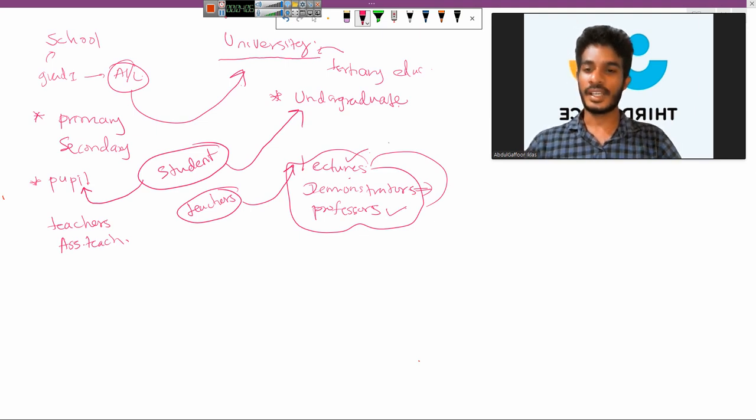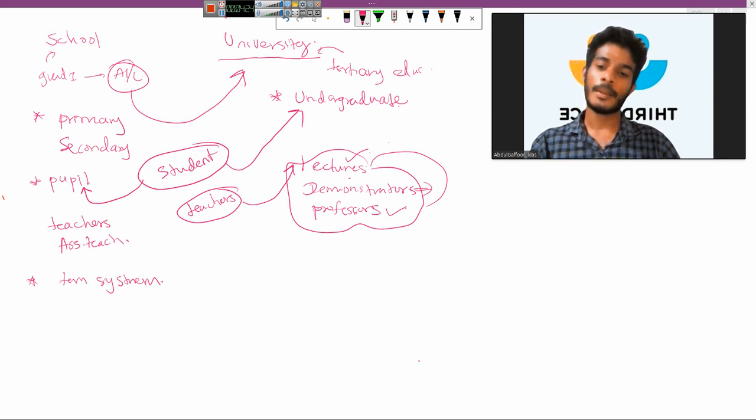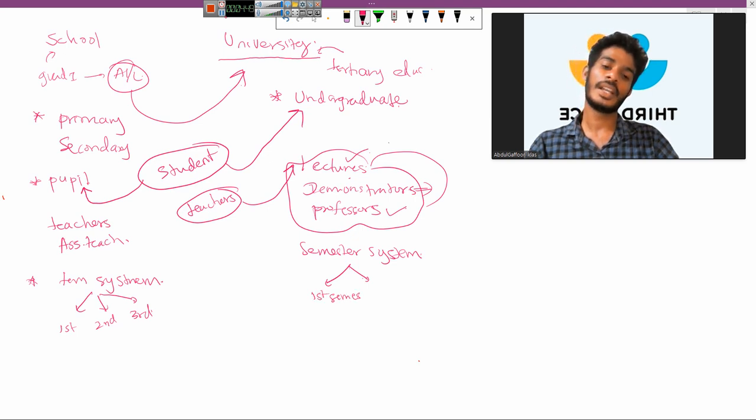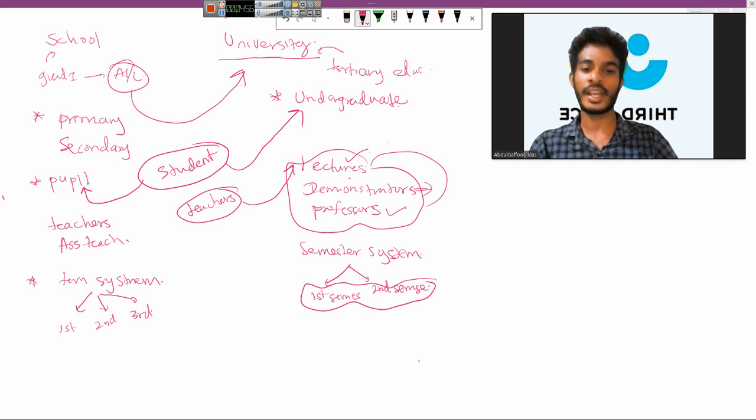Now the next thing is, in school we will have a term system, right? We will have first term examination, second term examination, and third term examination in 1 year, right? So we call it the term system. But in university we will have the semester system. Okay, right? So what is the semester system? Like we have 3 terms in 1 academic year in schools: first term, second term, and third term. In university we will have 2 semesters, right? First semester and second semester. So 1 academic year is divided into first semester and second semester, right?